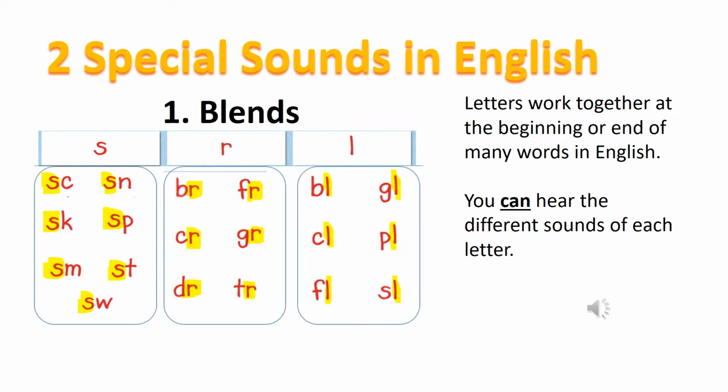Let's start with number 1, the blends. The blends that have an S, an R, or an L in them. Remember that blends work together at the beginning or sometimes at the end of many words in English. The important thing to remember is that you can hear the different sounds of each letter. So if we look in the S group, we see SP. Spoon is an SP word that has a SP blend in it. Spoon. If we look at the R group, FR, frog, you can hear the F and the R. They're separate sounds. Look at the L group, CL, clock. You hear the separate sounds of the C and the L, clock.